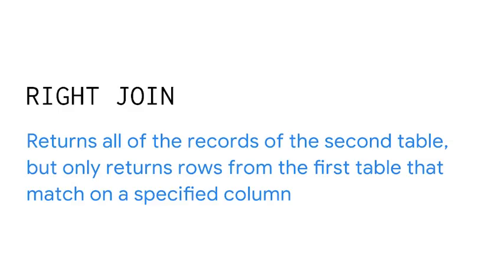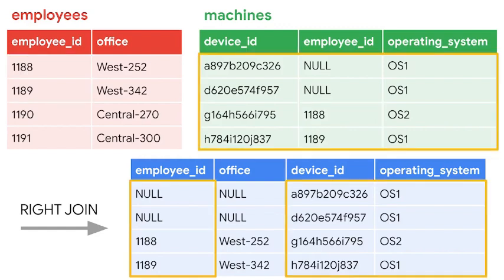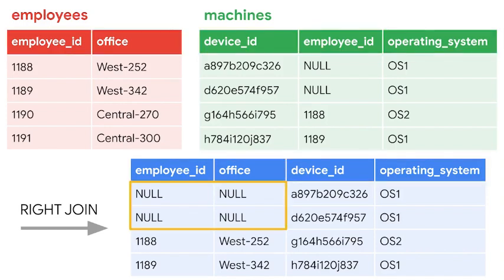Next, let's talk about right joins. Right join returns all of the records of the second table, but only returns rows from the first table that match on a specified column. With a right join on the previous example, the full result returns matching rows from both, all the rows from the second table, and all the columns in both tables. For the values that don't exist in either table, we are left with a null value.